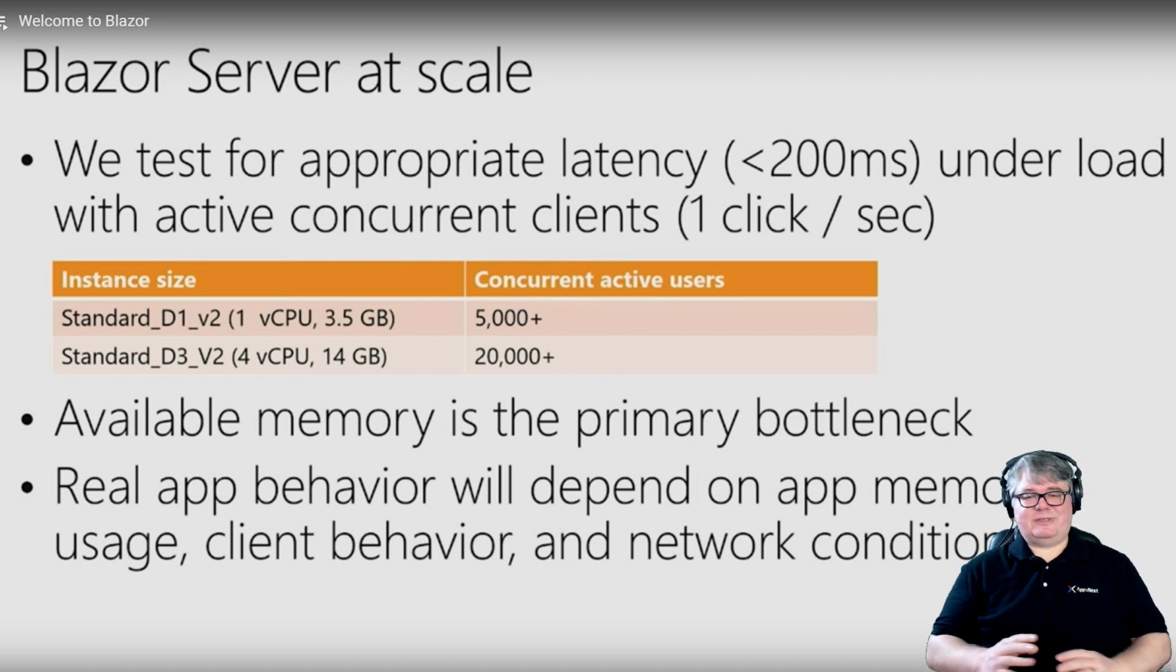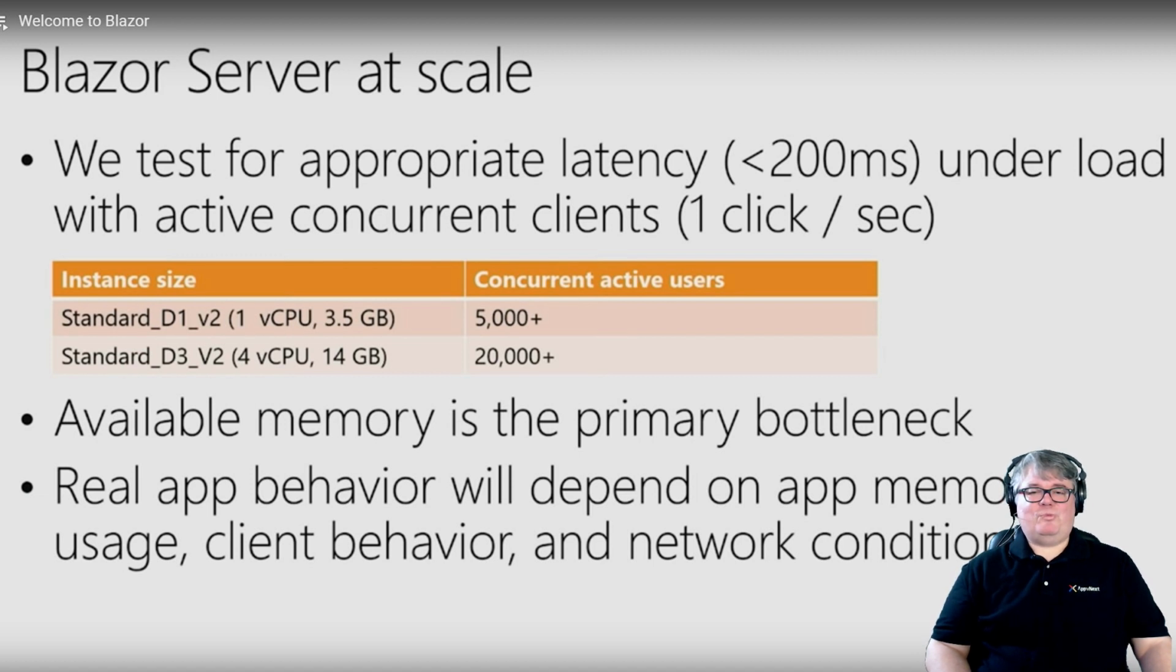No SignalR service, no nothing, just one VM in Azure. If they put that same app on a machine with 4 virtual CPUs and 14 gigs of RAM, they could comfortably host 20,000 concurrent clients, all clicking once a second before the latency went above 200 milliseconds. Okay? So available memory is the primary bottleneck, CPU is the secondary bottleneck, and the real app, of course, depends on your behavior, your network conditions, all of that.